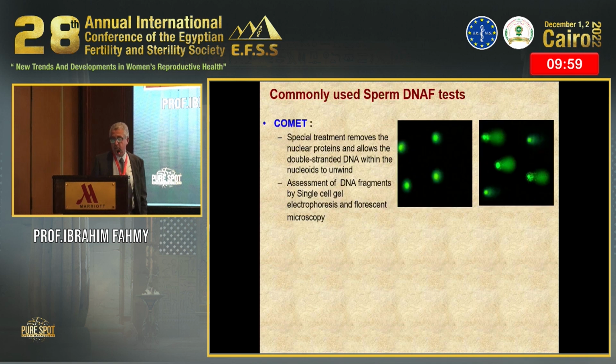The commonly used sperm DNA tests are the COMET test, which uses a special treatment that removes the nuclear proteins and then allows double-stranded DNA to unwind, and we assess the DNA fragmentation by single-cell gel electrophoresis and fluorescent microscopy.